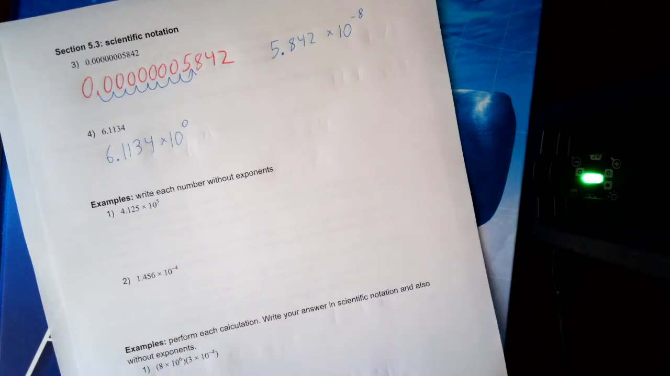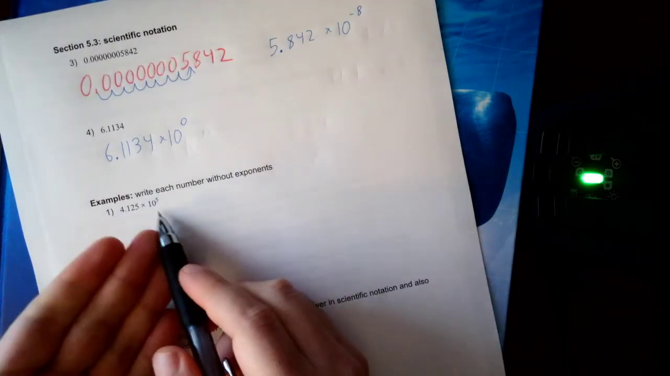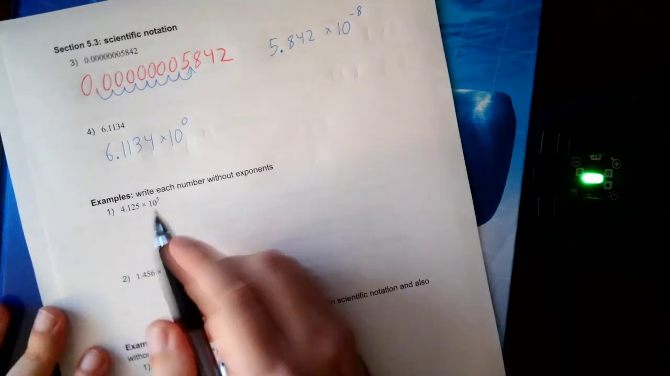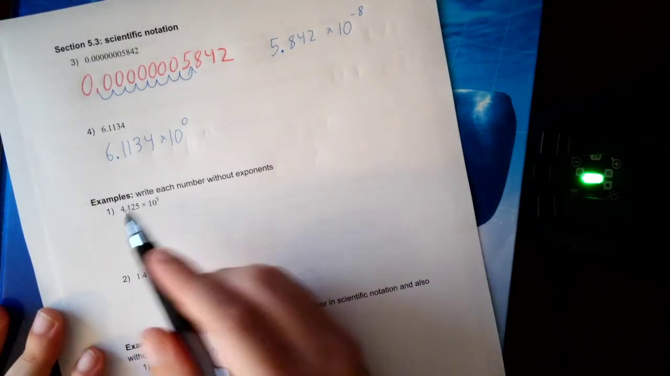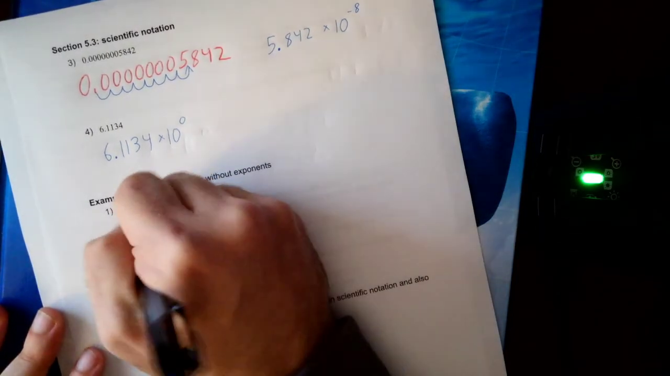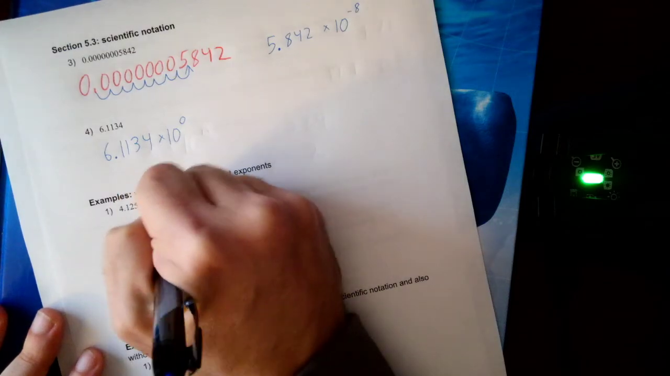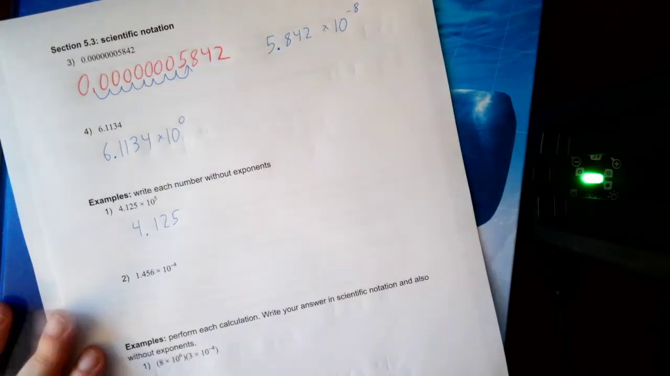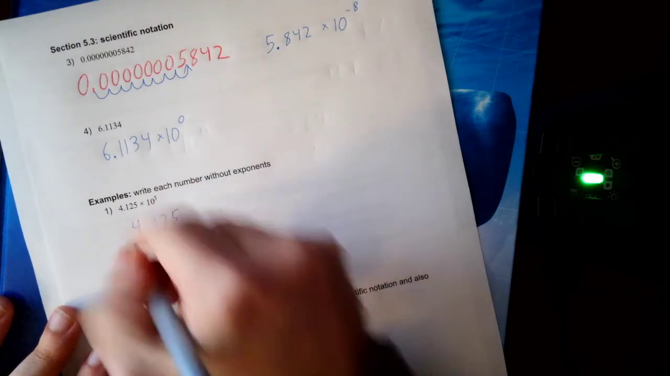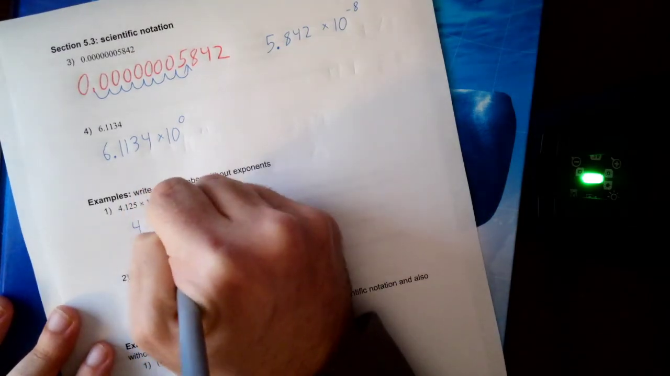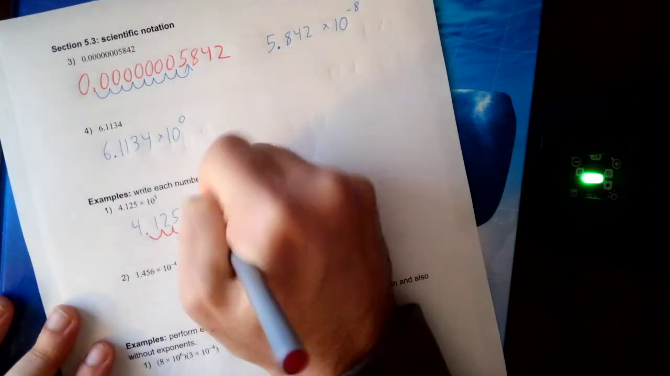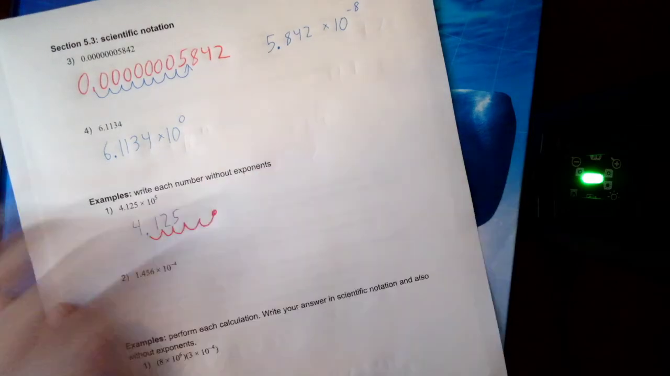Now how about in reverse? 4.125 times 10 to the 5th. Well, 10 to the 5th tells me to make this number bigger. So I take 4.125 and I make it bigger. How much bigger? 5 hops. 1, 2, 3, 4, 5. My new decimal place is right here.